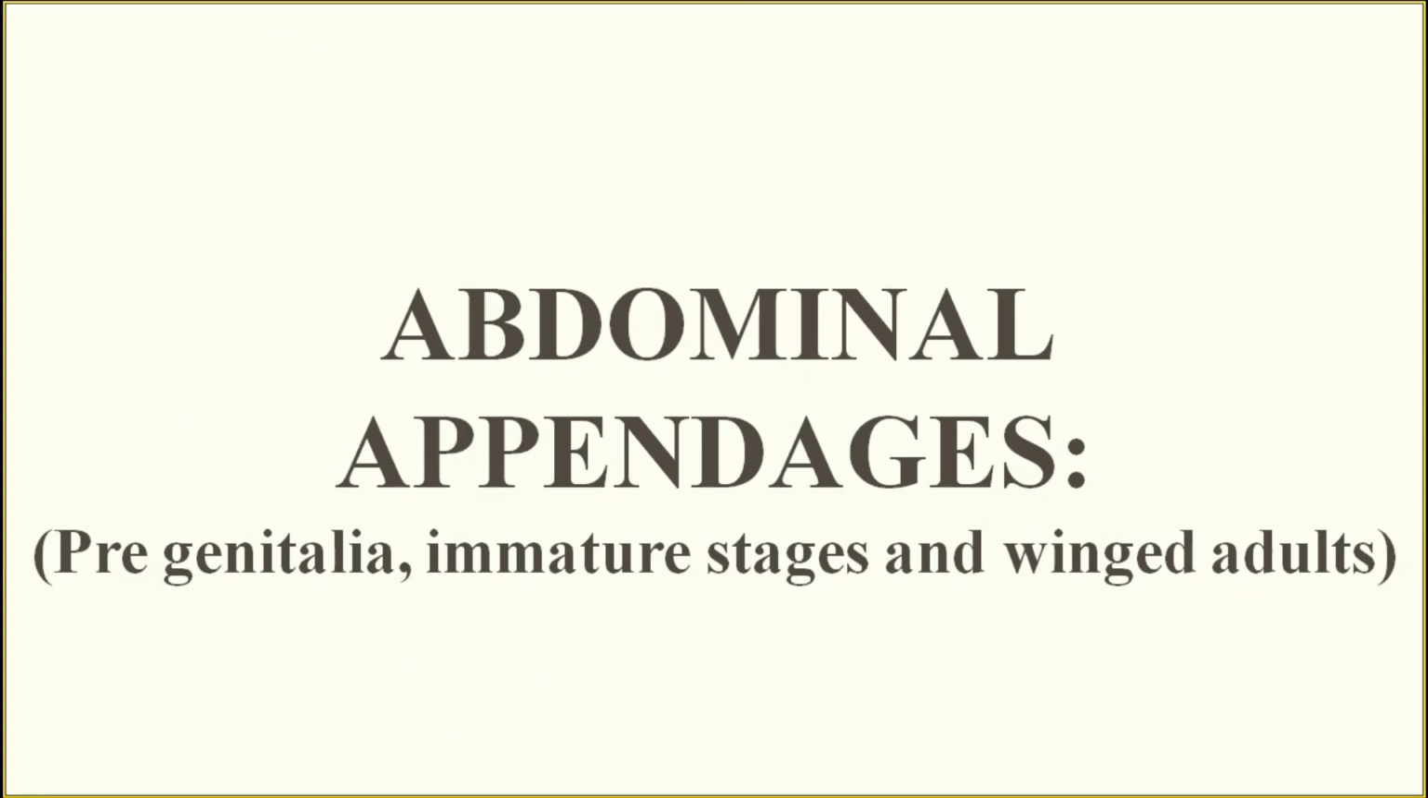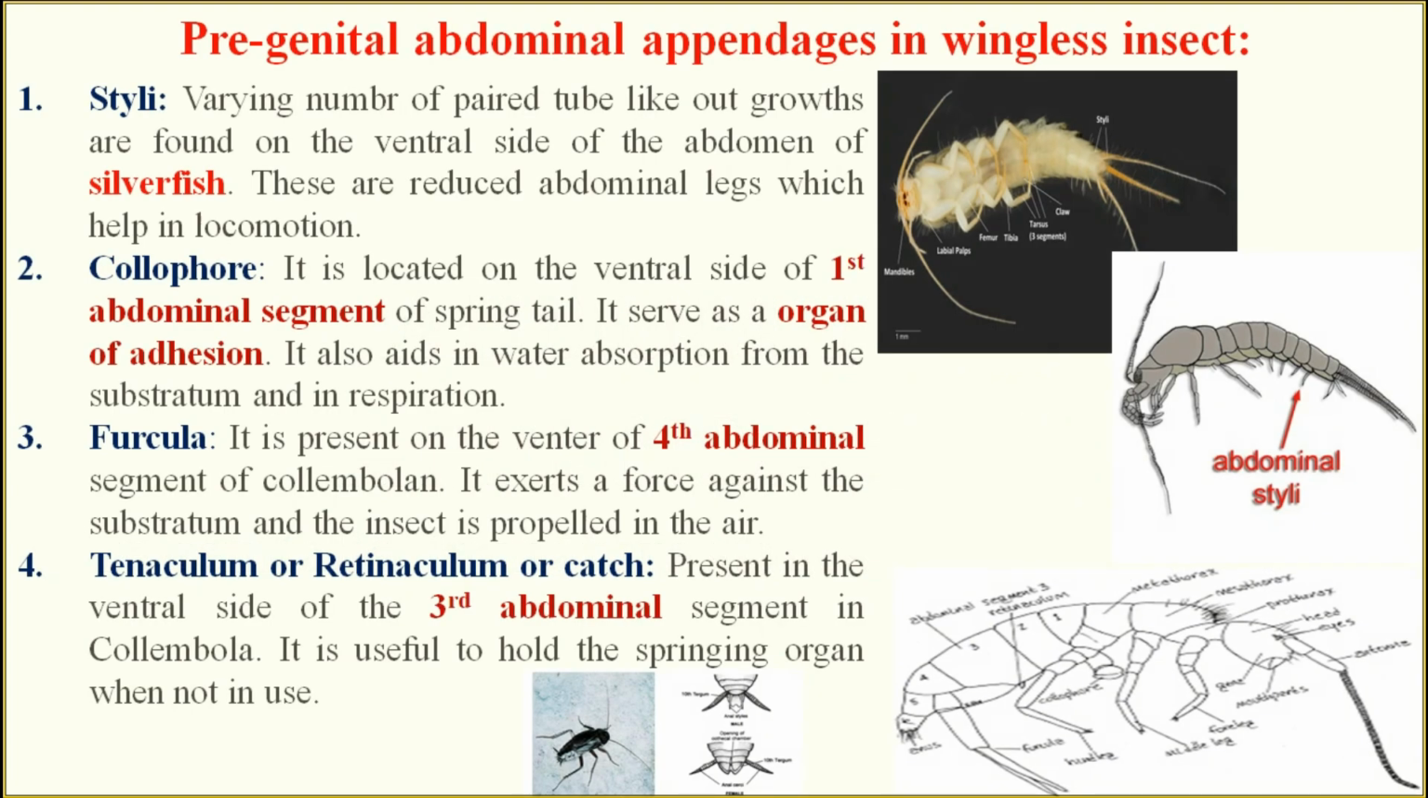Next you see abdominal appendages, pregenital appendages. In immature stages, what are the appendages? And in winged adults, what are the appendages? So the first one is pregenital abdominal appendages. That means before the 8th and 9th segments, what abdominal appendages are there? That is your pregenital abdominal appendages.